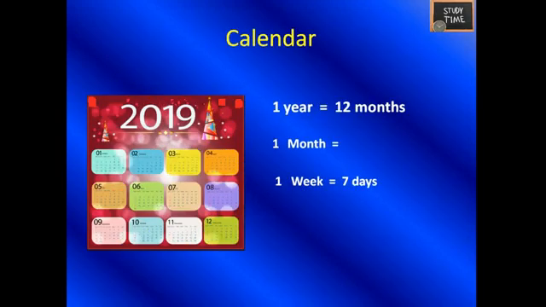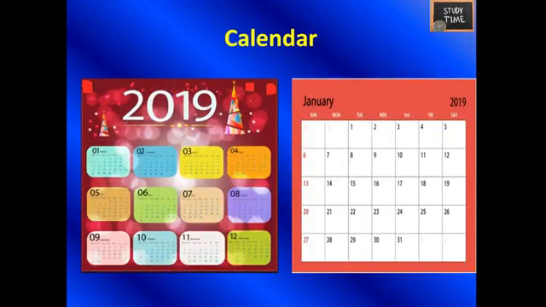In calendar, 1 year equal to 12 months. 1 month equal to 28, 29, 30 or 31 days. 1 week equal to 7 days. Calendar can be of yearly calendar where it has all the 12 months. Or it can be of monthly calendar where it represents each month separately. In few places you might see daily calendar.